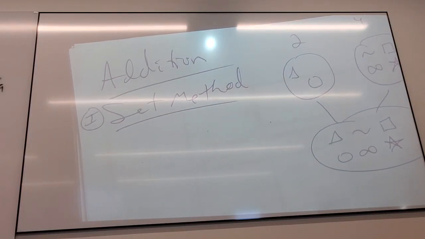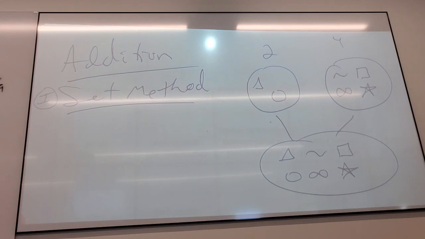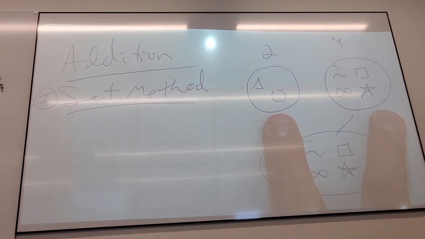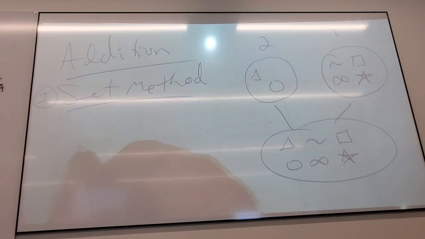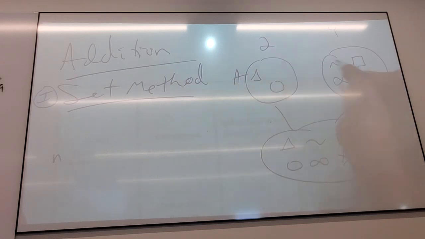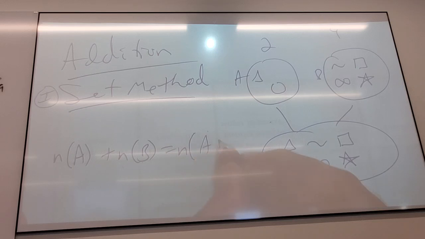Now, let me ask you this, though. Let me be really careful. What needs to be true about the 2 sets in consideration for this to really work? So I'm saying that, let me call this set A, let me call this set B. The number of things in A plus the number of things in B, I want that to equal the number of things in A union B.